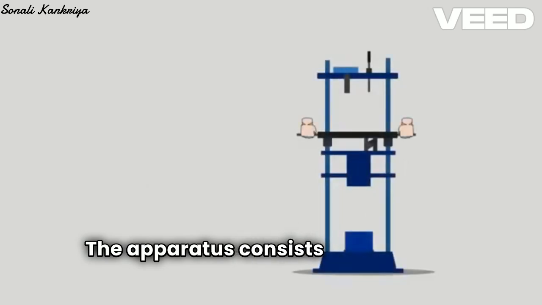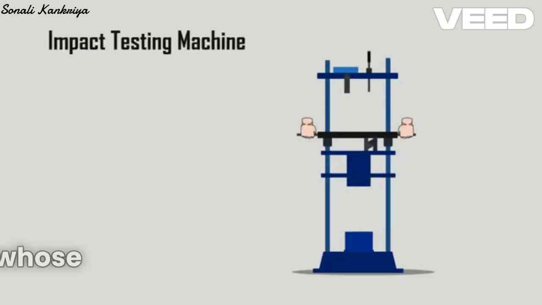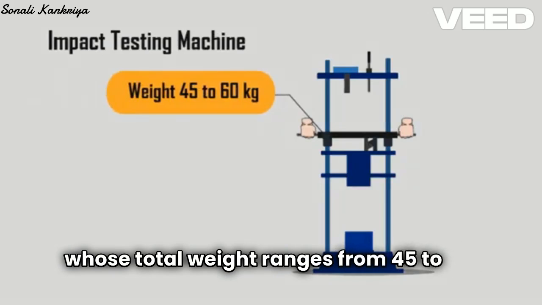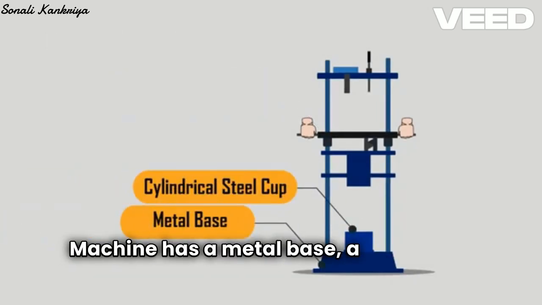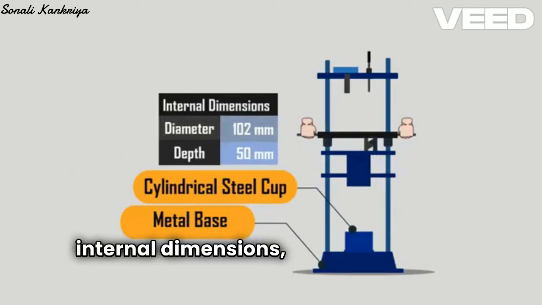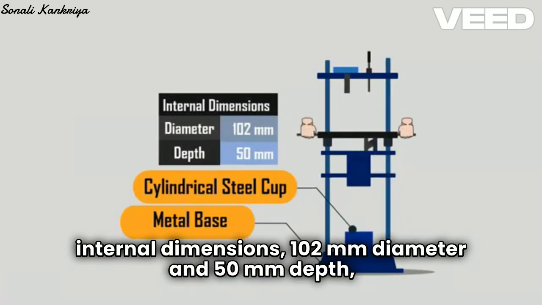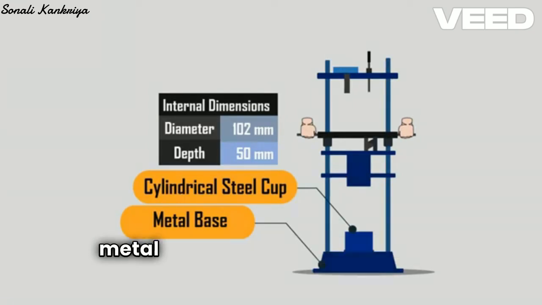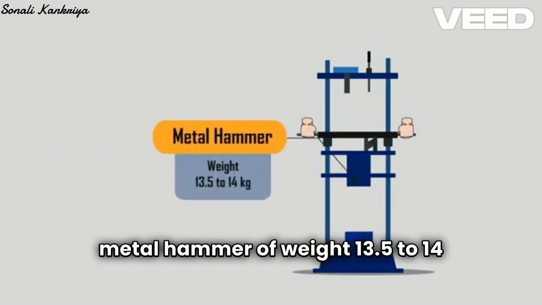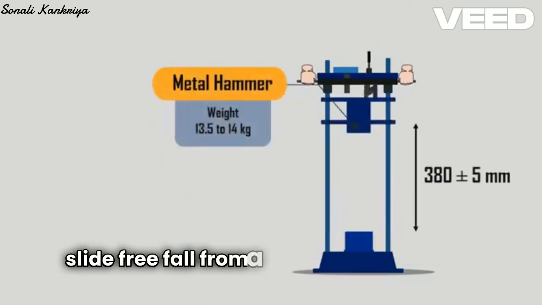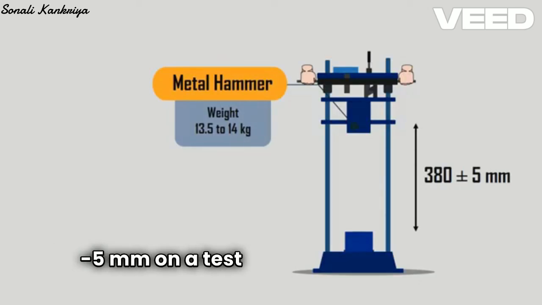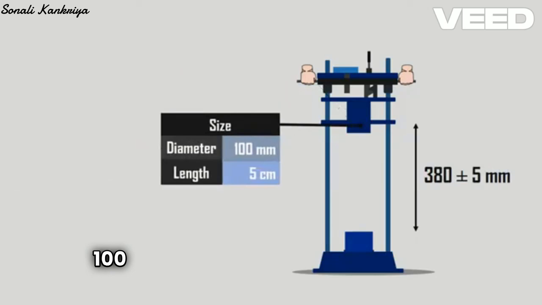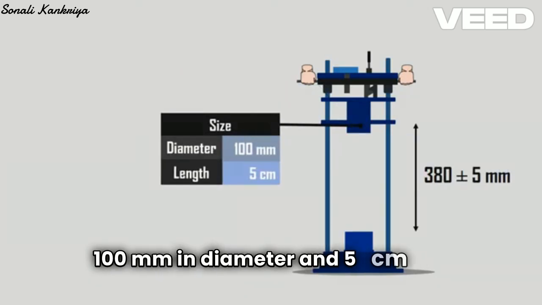The apparatus consists of an impact testing machine whose total weight ranges from 45 to 60 kilograms. The machine has a metal base, a cylindrical steel cup of internal dimensions 102 mm diameter and 50 mm depth. A metal hammer of weight 13.5 to 14 kg which can slide free fall from a height of 380 plus or minus 5 mm on a test sample, and its size is 100 mm in diameter and 5 cm long.